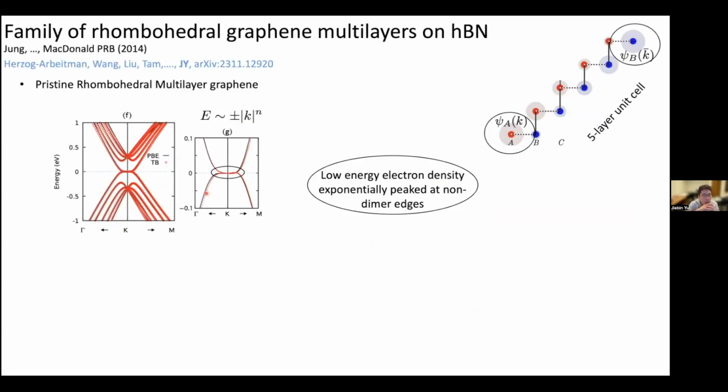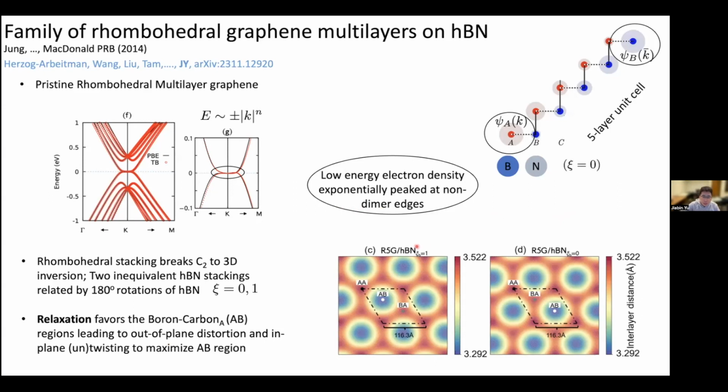Start from the single particle. If we have no hBN, the pristine rhombohedral multilayer graphene has a vortex at the K point, and this vortex has order n, where n is the number of layers of the graphene. These low energy electrons are mainly localized at the top and bottom layers on opposite sublattices.